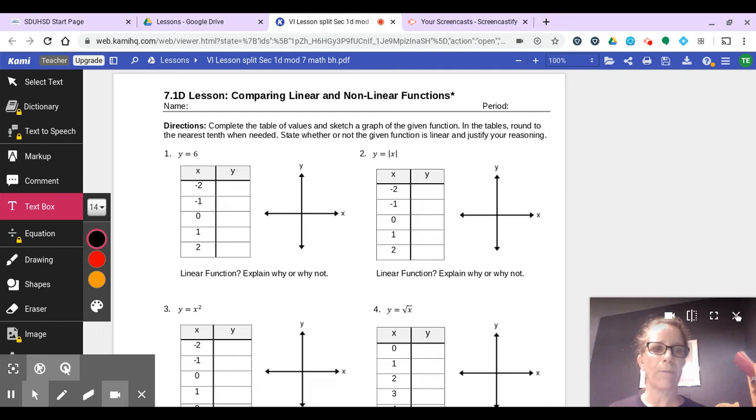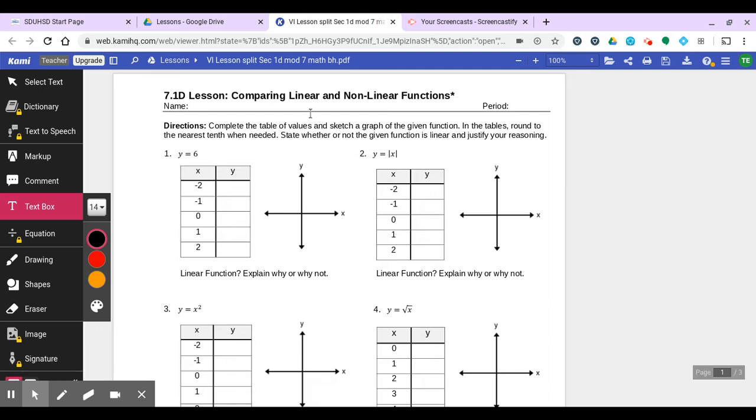Here we go. Complete the table of values and sketch the graph of the given function. In the table, round to the nearest tenth when needed. State whether or not the given function is linear and justify the reasoning. So we're not asking, is it a function? Well, we are, but we're asking more specifically, is it a linear function?